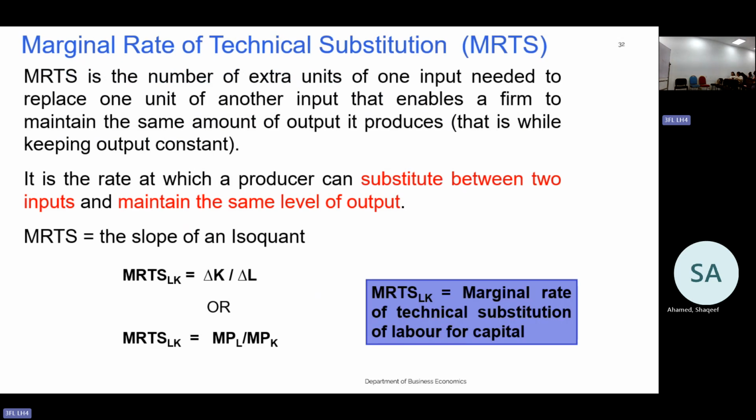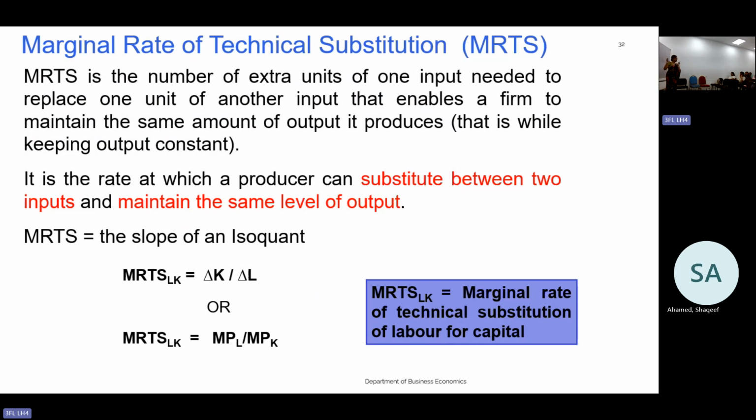So were you able to simplify this? Yes. So what are we going to do? Now, since this side is 0, we can take this entire expression to the other side. Since this is positive, if we take this expression to the other side, it becomes negative. So here, negative MPK into delta K equals MPL into delta L.